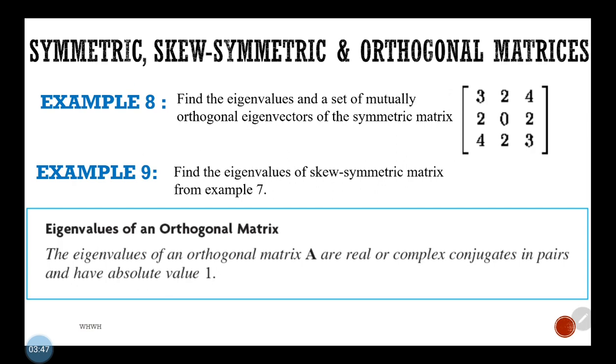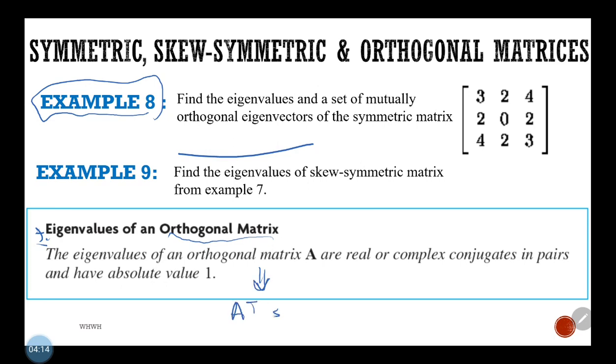Alright, and we have example 8 here, but before we go to example 8, let's have a look dekat definition of this. Tadi kita dah discuss about the eigenvalue for symmetric matrix, skew symmetric matrix. Now eigenvalues of orthogonal matrix. It is stated here, the eigenvalues of an orthogonal matrix. Macam mana orthogonal matrix? Kalau matrix A tu, A transpose is equals to A inverse kan, yang saya suruh you buat as your classwork submission untuk buktikan yang matrix C tu dalam example apa? Example 7. Are real or complex conjugate in pairs and have absolute value 1.